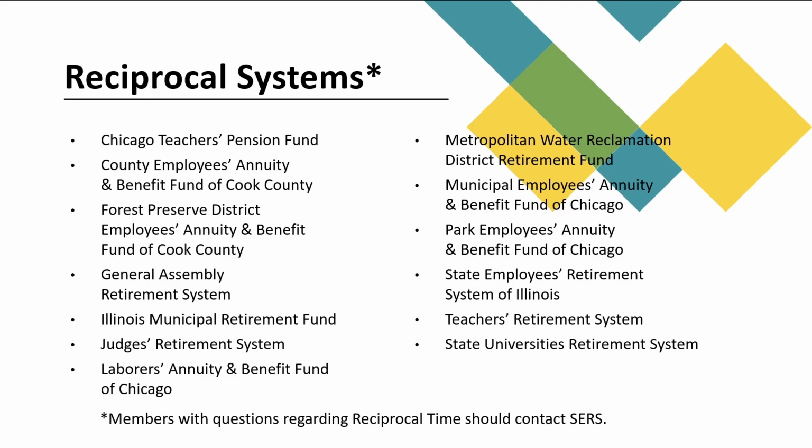Reciprocal systems. Again, there are 13 throughout the state. Here's a list of all of them. Members with questions regarding reciprocal time should just contact SCRS directly.